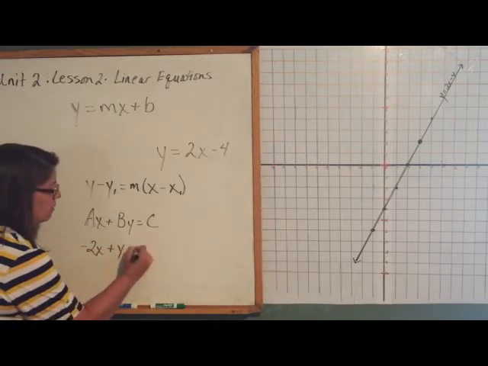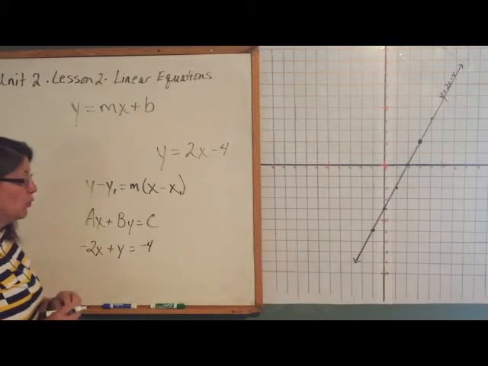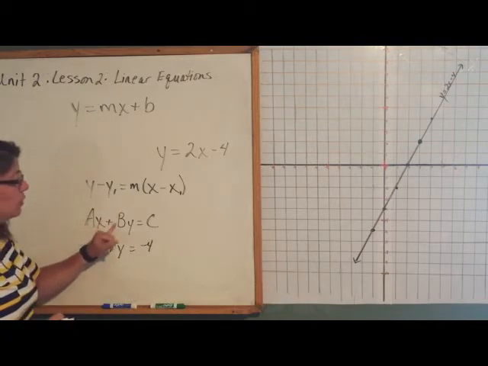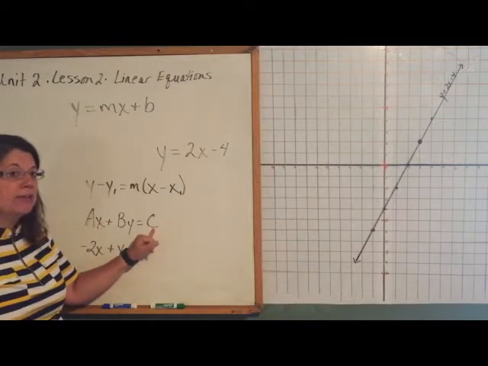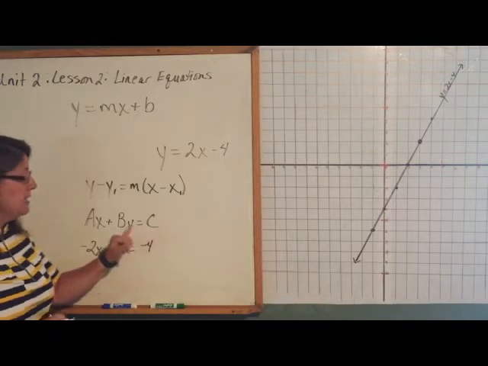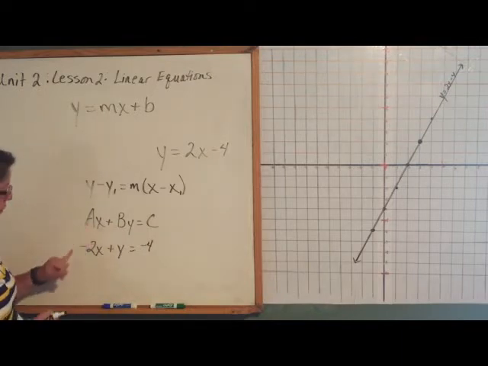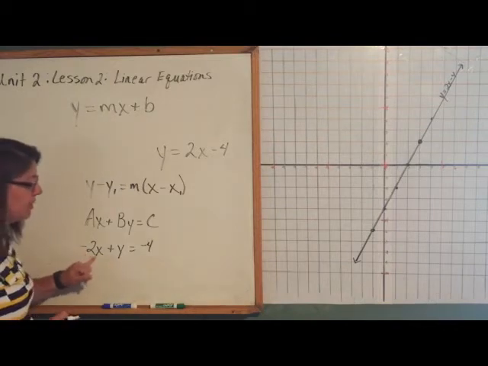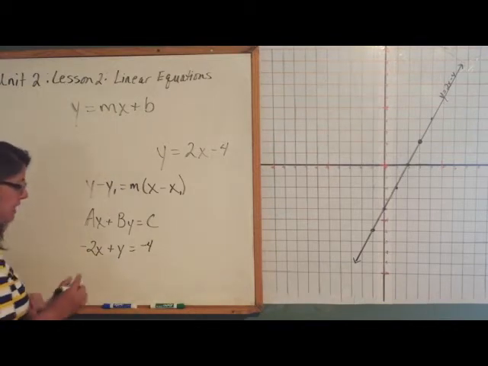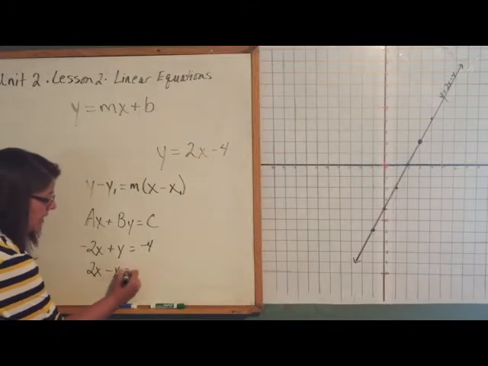y equals -4. And then one of the special things about standard form is that none of your coefficients or none of your a, b, c values are allowed to be fractions. And the a in front cannot be a negative. So if we have a negative in front, we have to multiply everything by a negative to get rid of it. So we're going to multiply everything by -1. So that would be 2x minus y equals 4.